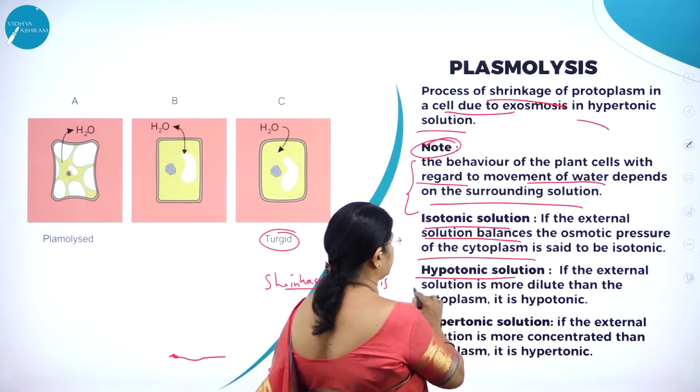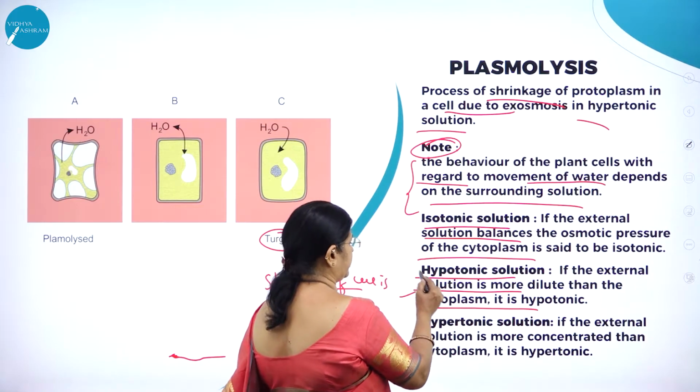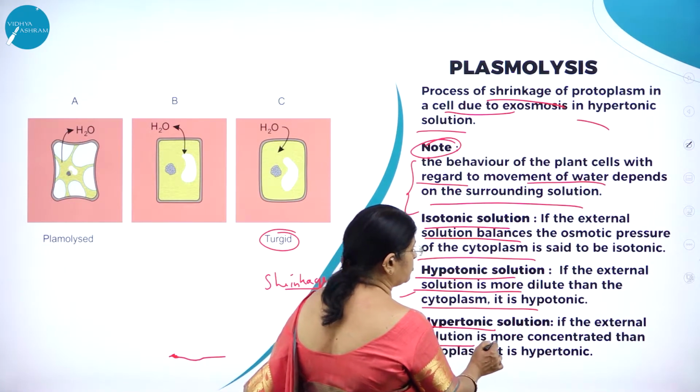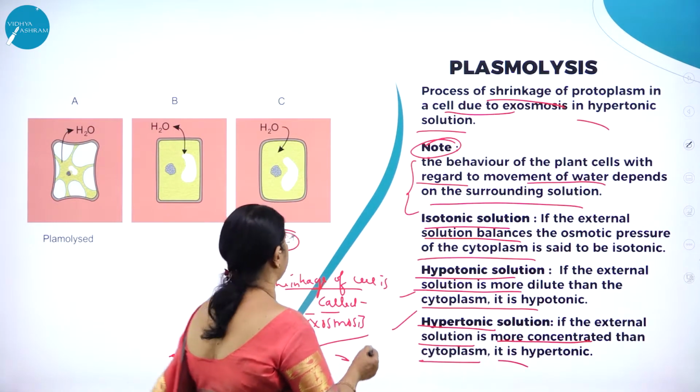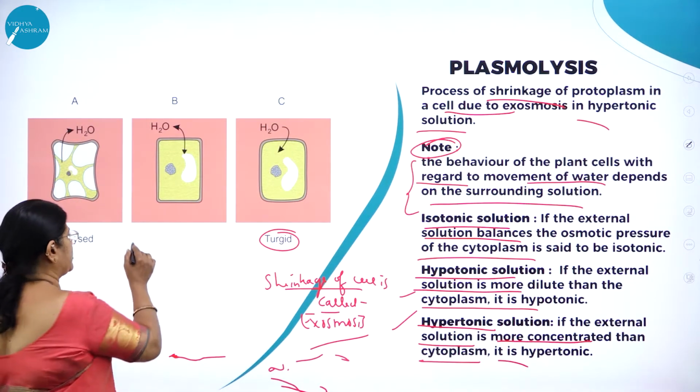Hypotonic solution: if the external solution is more dilute than the cytoplasm, it is called hypotonic. Hypertonic solution: if the external solution is more concentrated than the cytoplasm, it is called a hypertonic solution. Now let us understand plasmolysis.